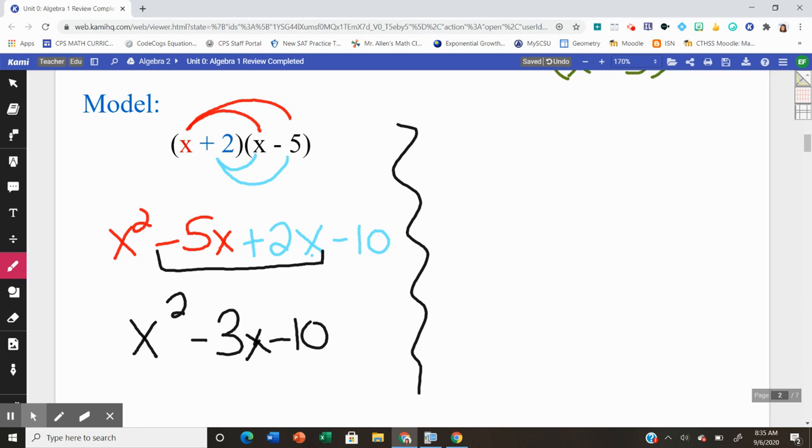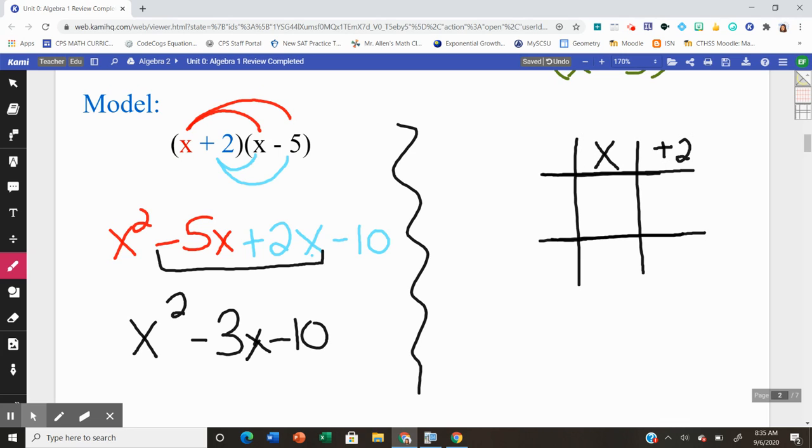I can't remember. So a nice visual way of doing it is to set up a tic-tac-toe board. All my visual learners out there, you might appreciate this. If we set up a tic-tac-toe board, we're going to put the first parenthesis across the top. So I have an x term and a positive 2 term. The second parenthesis I'm going to put down the side. So again, I have an x term and a minus 5 term.